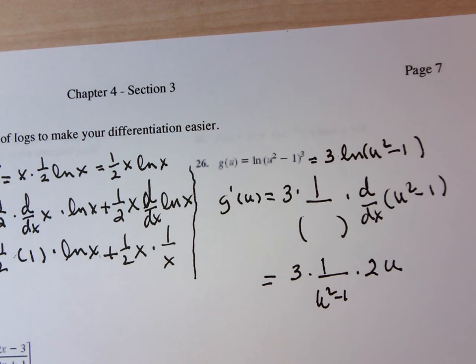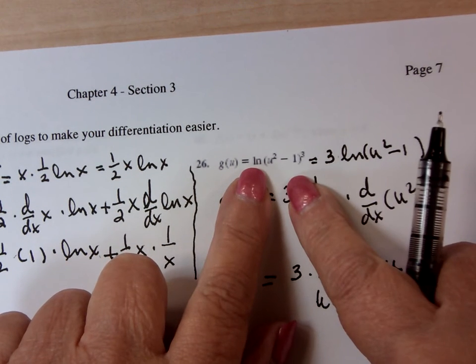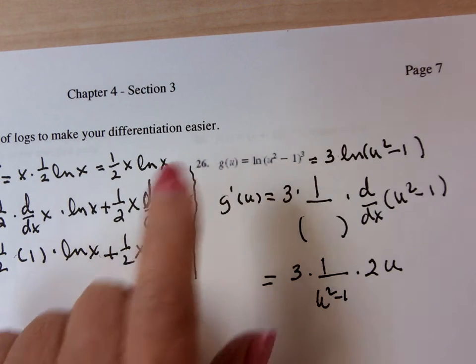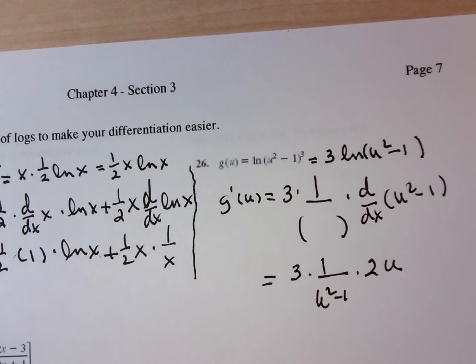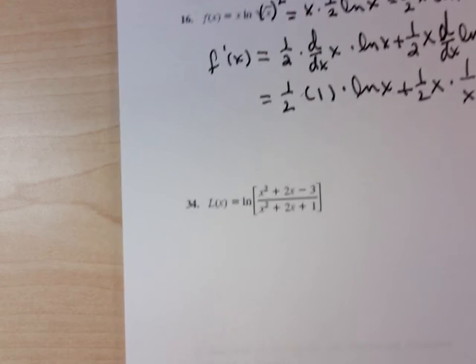That's it. That's it. It'd be a heck of a lot easier than 1 over u squared minus 1 cubed times the derivative of u squared minus 1 cubed. It clears those exponents out. This is where you really like it. Is this guy.